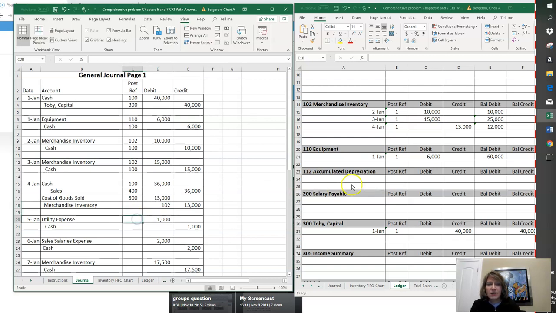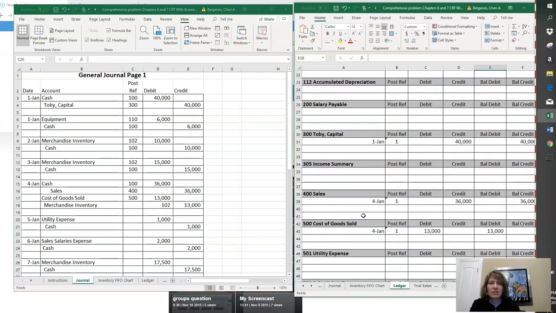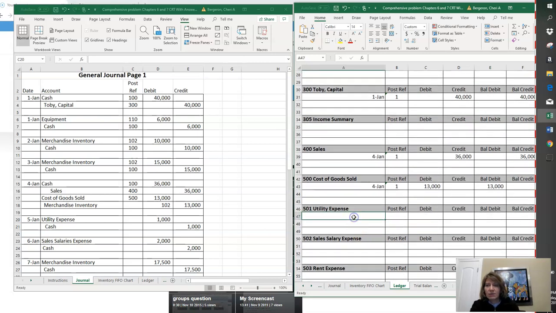All right, utility expense. So I go down for my expenses, and that was on January the 5th. From page 1, debit of $1,000, so it's got a balance of $1,000. And that went to account number 501.